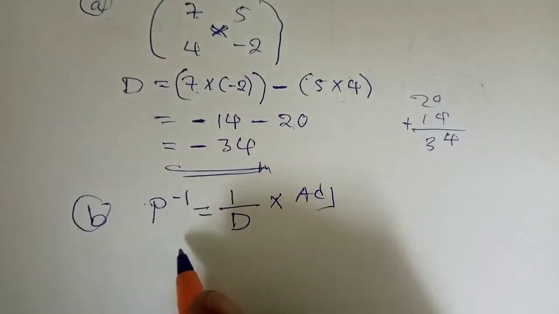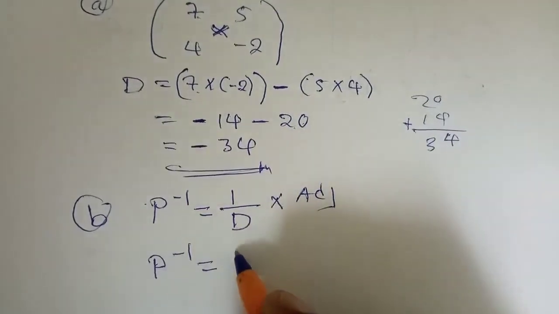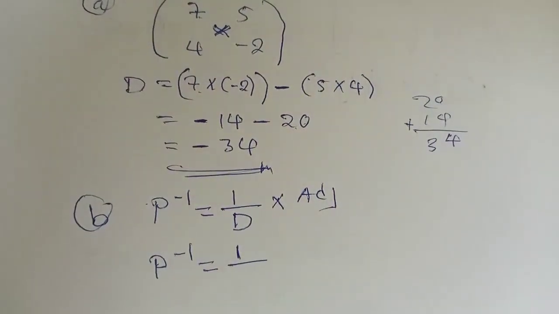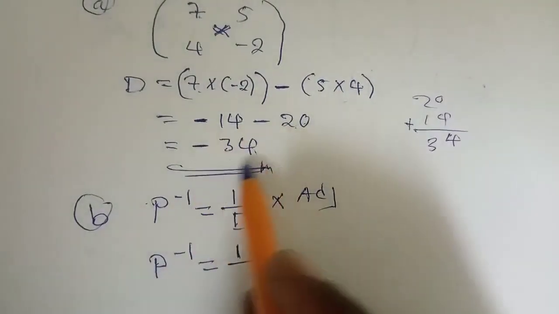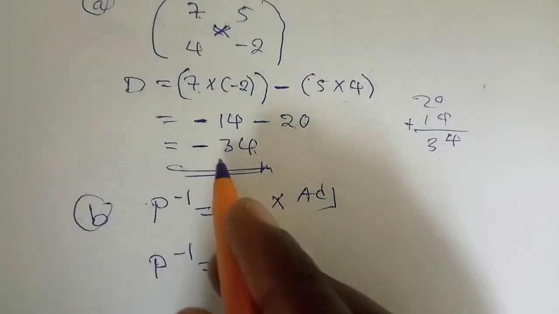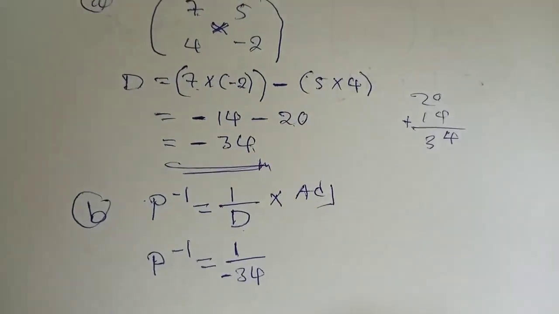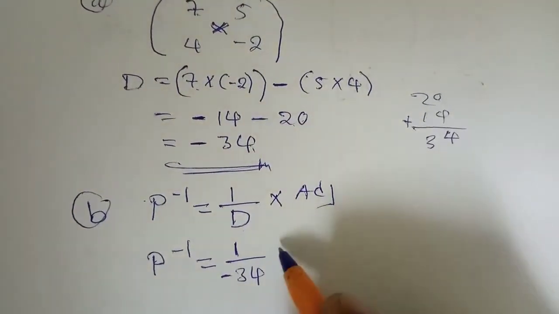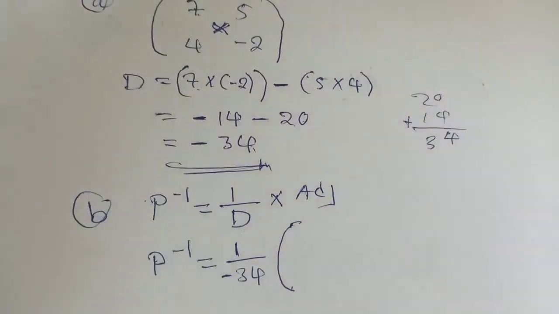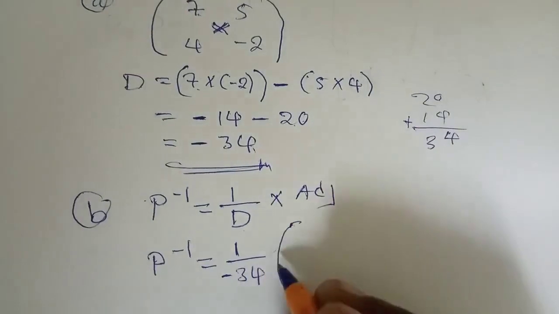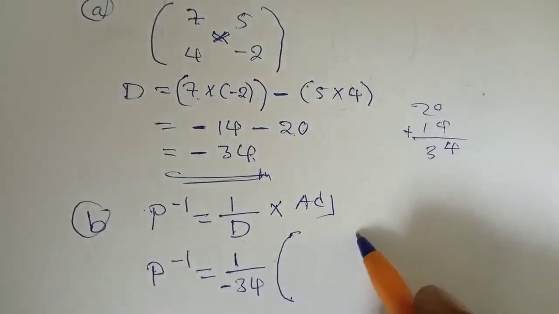So P inverse is equal to 1 over the determinant that we had found, which is -34, multiplied by the adjugate. The brackets represent the multiplication sign, or you can put the sign in. So what is the adjugate?